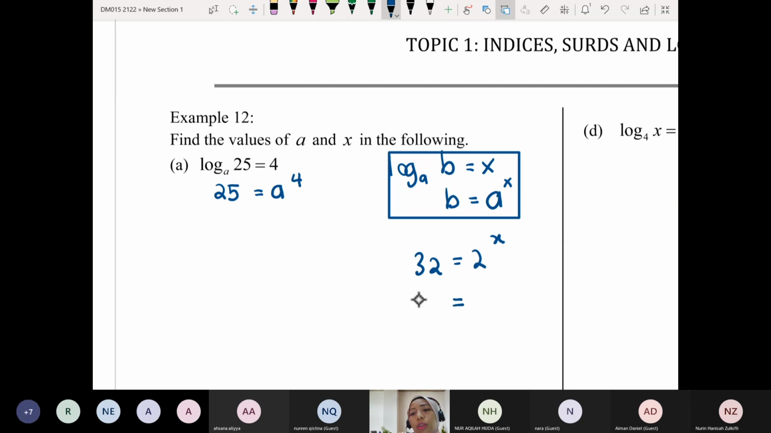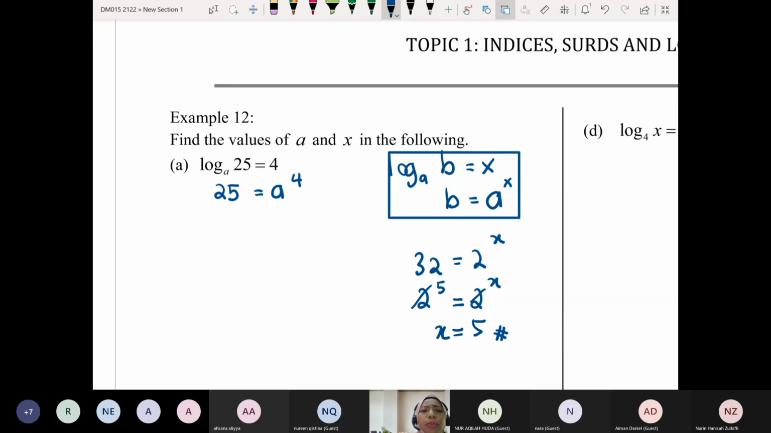Okay, so 32 ini adalah apa? 2 to the power of 5, right? So this is 2 power of X. Betul tak? So when the bases are the same, okay, we can compare X equals to 5. Tapi sekarang ni, 25 ni tak ada apa-apa yang kuasa dengan 4 jadi 25. Betul? So we cannot solve.